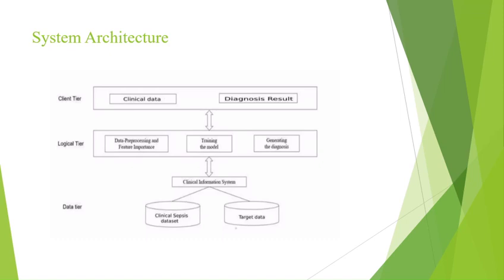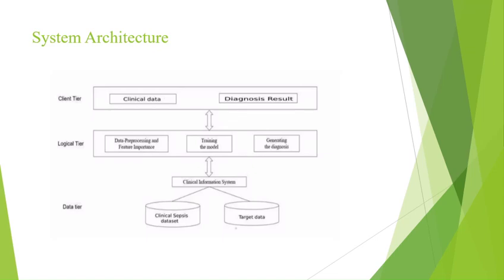The next type is logical type. In this, the first component is data pre-processing and feature importance. This module is responsible for cleaning and preparing the clinical data. It involves tasks such as handling missing values, normalizing the data, and selecting the most relevant features that influence the prediction of sepsis. In the next component, that is training the model.